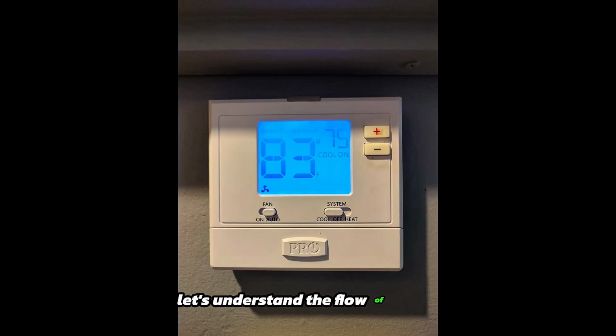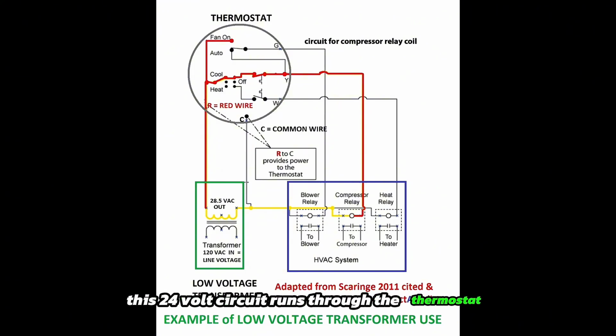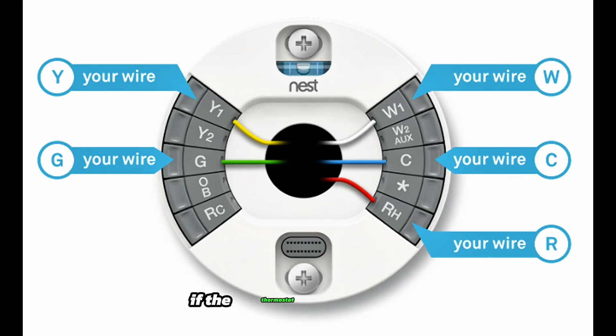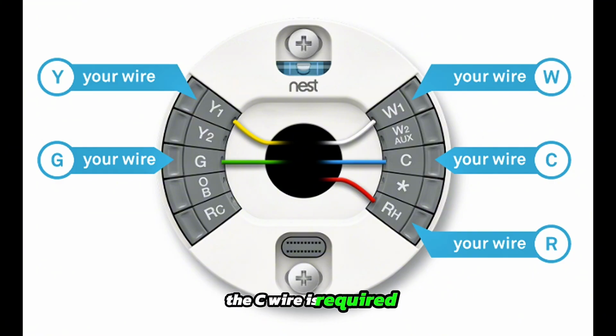Let's understand the flow of power. The transformer inside the air handler takes 240 volts from the circuit breaker and steps it down to 24 volts AC. One wire, typically red, becomes your R terminal. The other wire, typically blue or black, is the C wire, or common. This 24-volt circuit runs through the thermostat and tells the air handler and condenser what to do. If the thermostat has batteries, the C wire is optional, but for smart thermostats, the C wire is required.